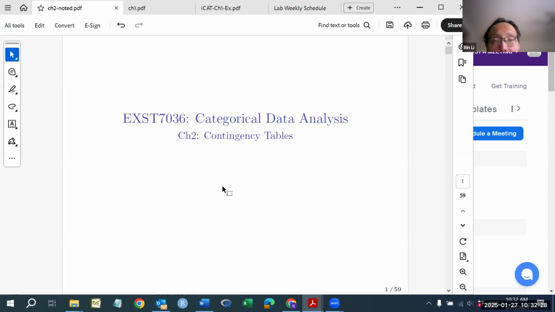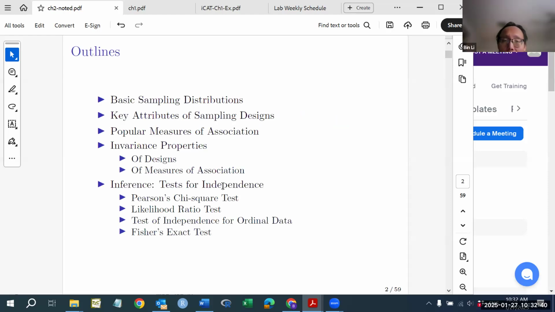So now we will start to talk about chapter 2. In chapter 2, we will focus on the contingency table. Okay, so this is the outline. We will first start with the basic sampling distribution. Then we will talk about some key attributes of these sampling designs. And then we will talk about some commonly used measures for the association between two categorical variables. And then we will talk about some invariance properties and the inference.